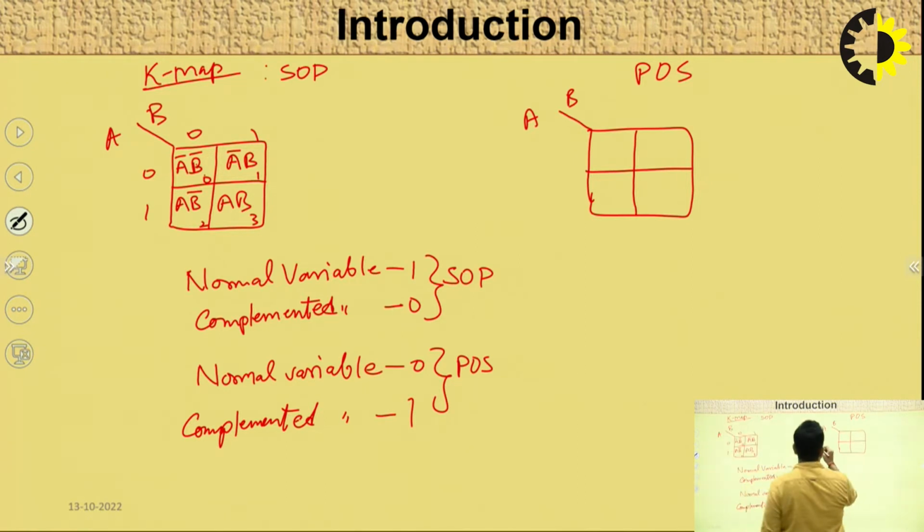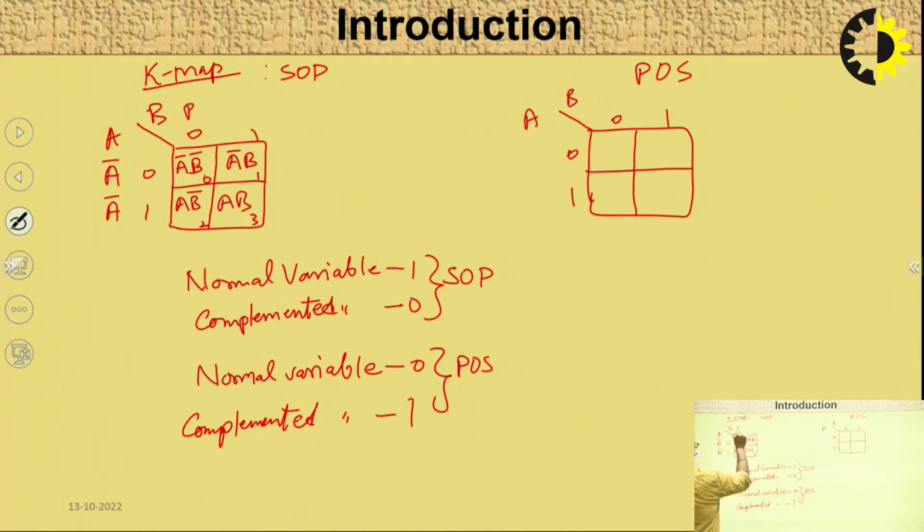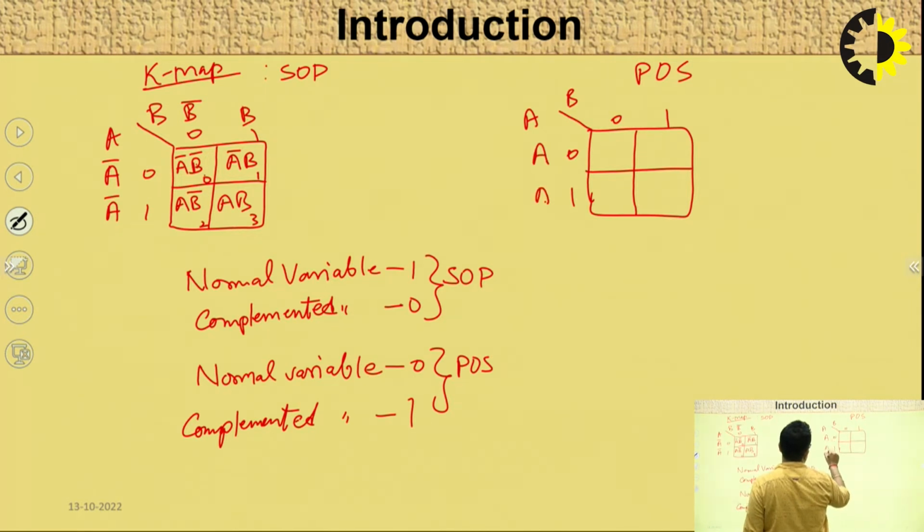Now let's fill the values. We know that this is 0, this is 1, this is also 0, this is also 1. So in this case 0 was represented by A complement, 1 by A. This way this is B complement and this is B. Now in the case of product of sum, 0 is representing what? 0 is representing a normal variable. So that means this is A and this is A bar. Similarly, this is B and this is B bar.